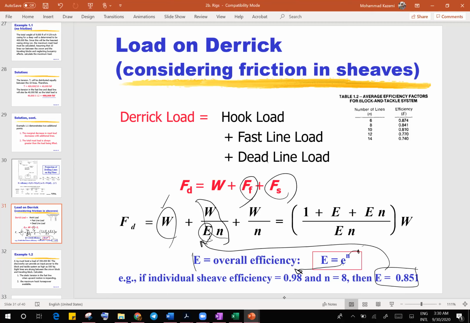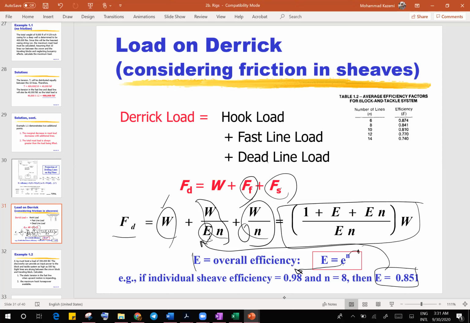And then there is a deadline, and deadline is just W over N, same as fast line, but since deadline doesn't move, there is no efficiency here, right? So efficiency is 1, basically. So if you basically factor out W, make a common denominator, you end up having this equation. This is called the derrick load, right? Any questions so far?